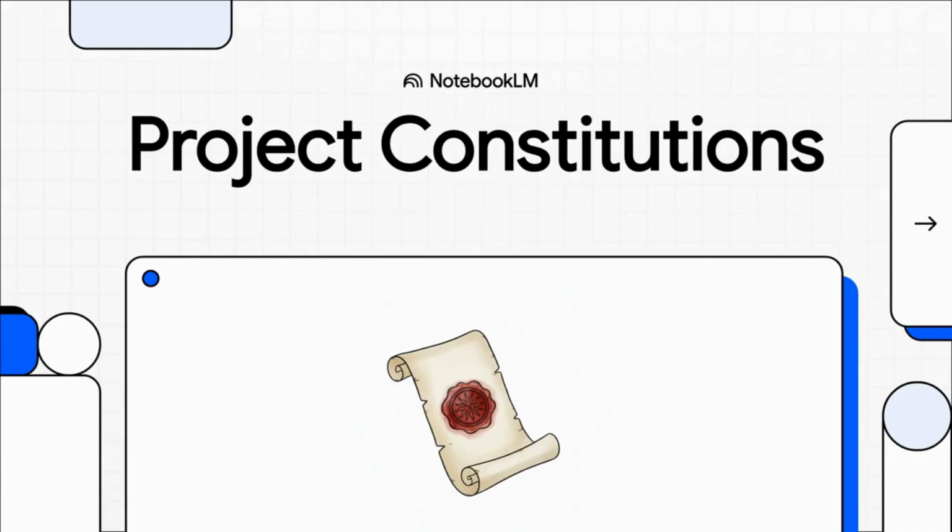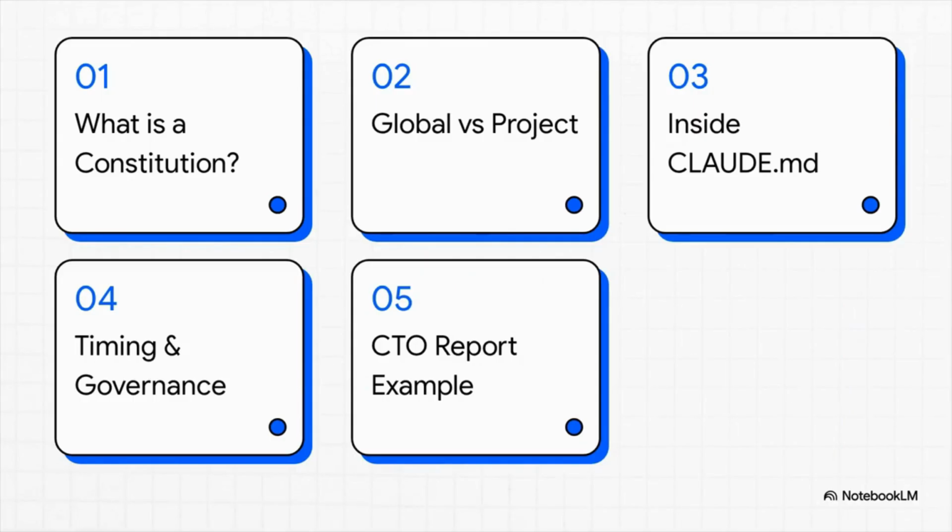Well, welcome to this explainer. Today, we're going to fix that exact problem. We're diving into how you can build a definitive coordinate system for your AI workers using something called a project constitution. Okay, here's our roadmap for today to help you eliminate those frustrating, guess-based, vibe coding failures.